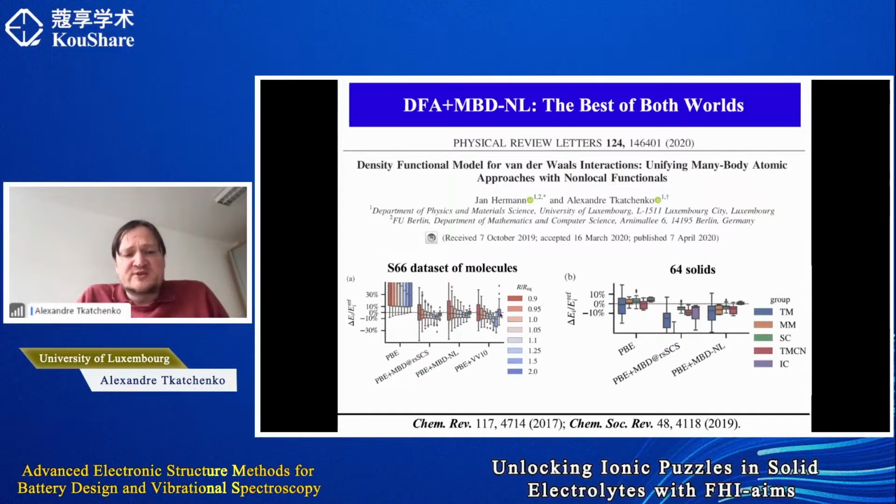Just to show how this works, here on the left, I show you the performance of the MBD-NL functional together with the PBE DFA for molecules, the S66 dataset on the left, and for 64 solids on the right, including metals, simple metals, transition metals, semiconductors, carbides, nitrides, and ionic crystals. And you can see that for molecules, it performs as well as the traditional molecular MBD@rsSCS functional. This is very good performance. It's better than the VV functional. You see that in the VV functional, you get inconsistent accuracy as a function of separation distance between molecules.